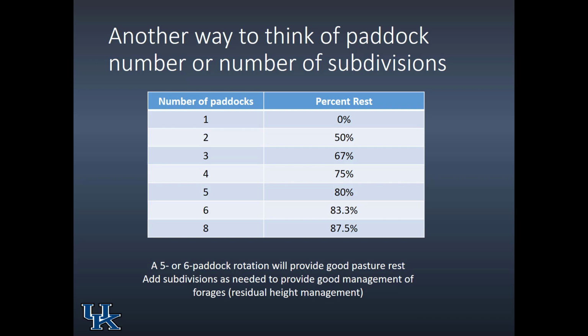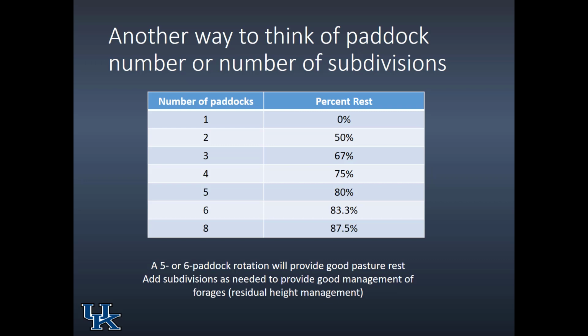If you have 2 paddocks, you've at least got the potential to rest half of the pasture at a time. And you can see the pattern developing. If you've got 3, you can have 2/3 rest, or 67%. You got 4, 75% rest. You got 5, that's 80% rest.